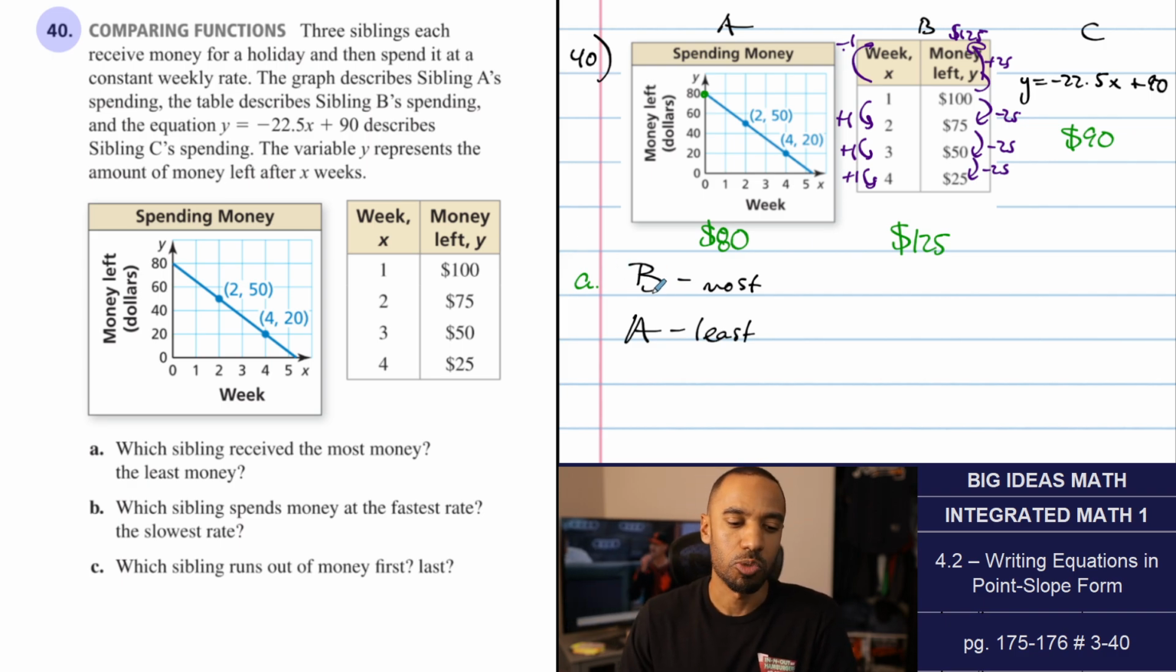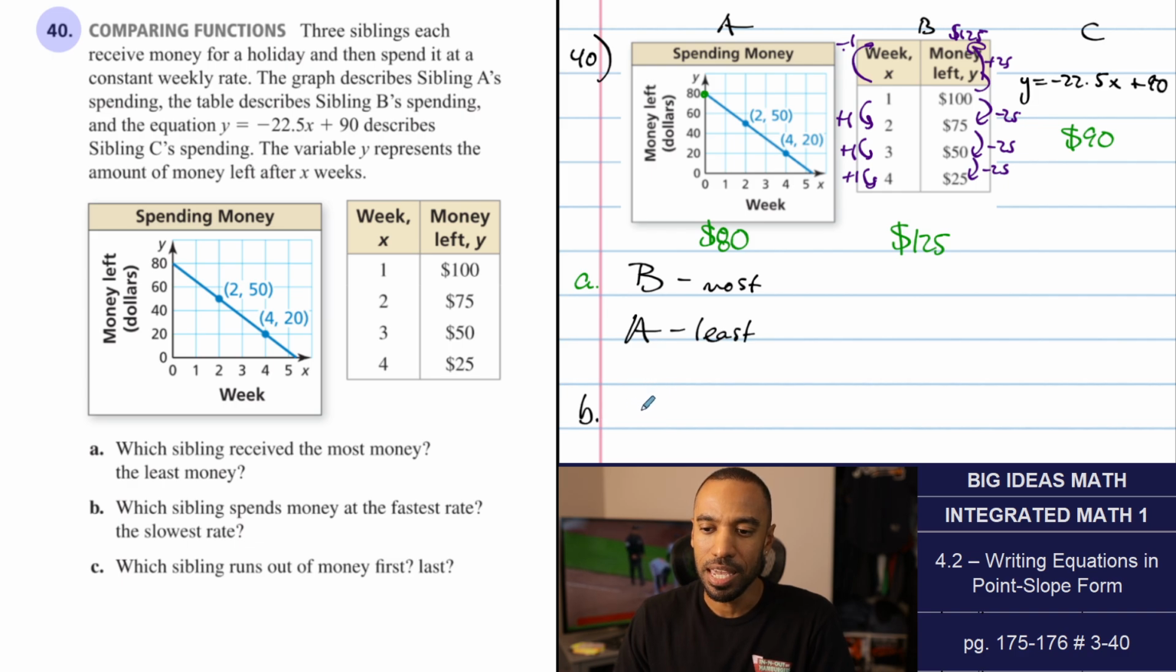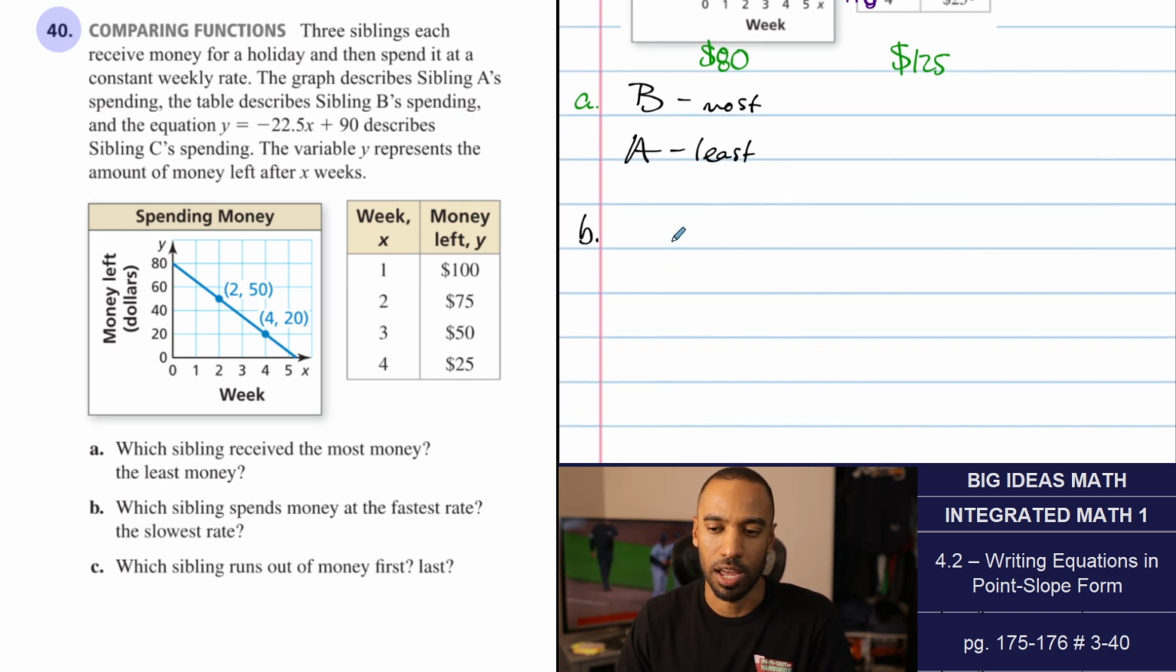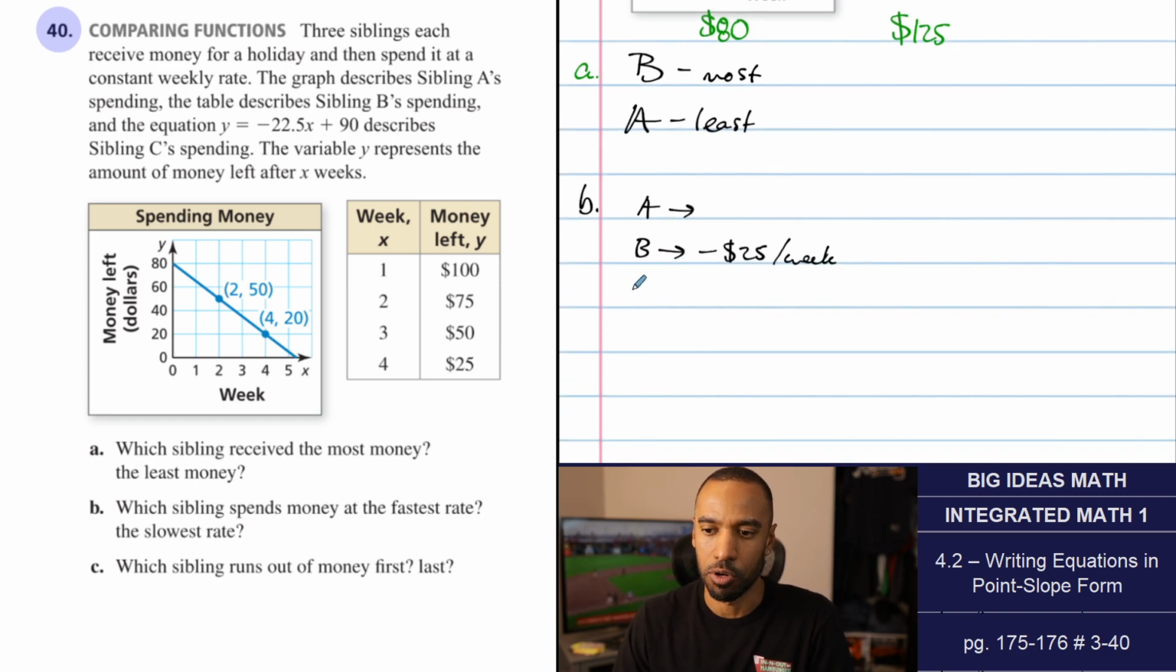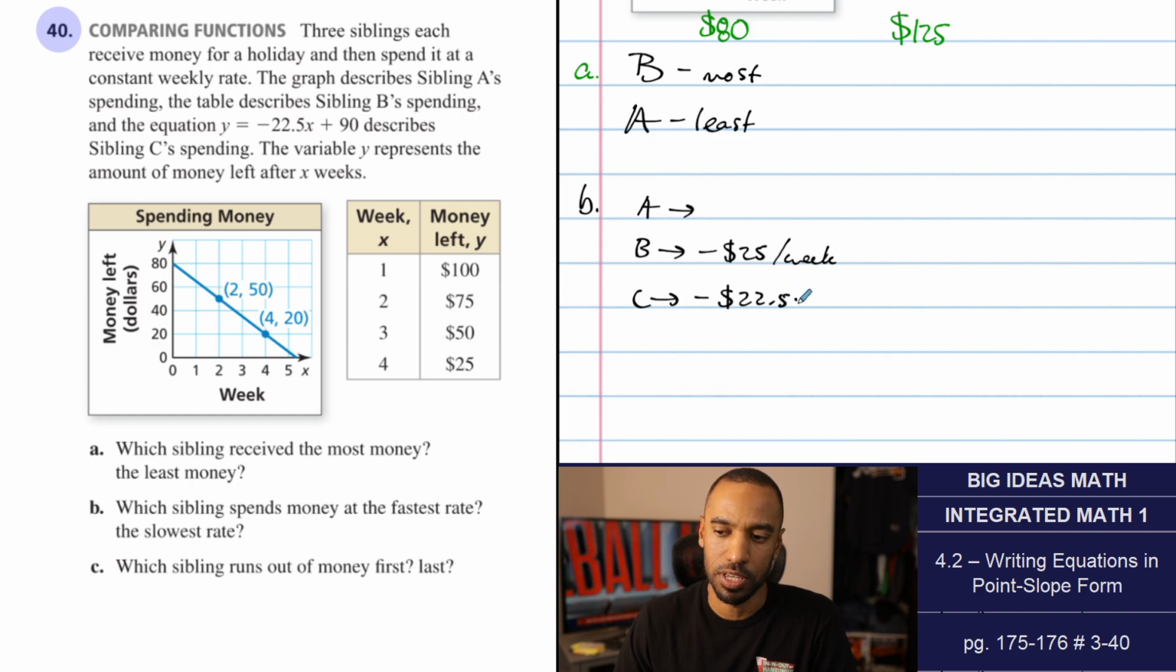Part B, which sibling spends money at the fastest rate. Okay, this is where I've got to just write the information this time. A, we'll figure out in a second. B, we spend $25 per week. You just saw that up above. This is down 25 every 1 week. C is $22.50 per week.